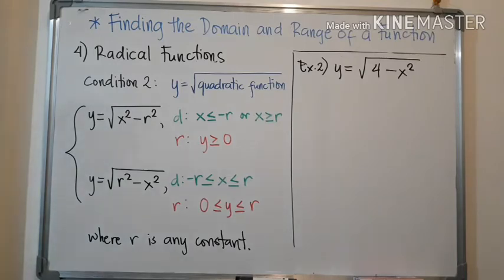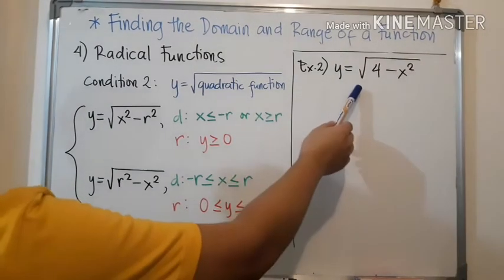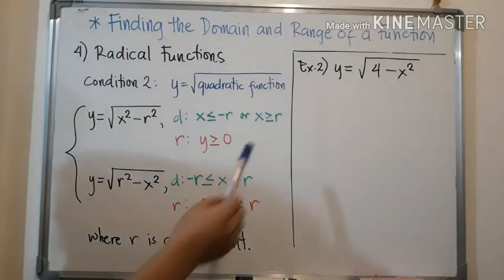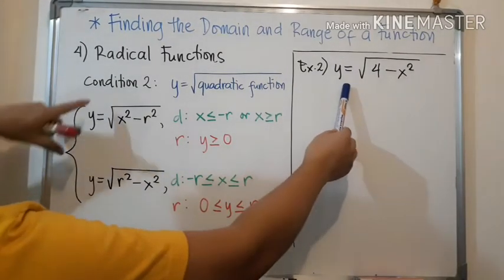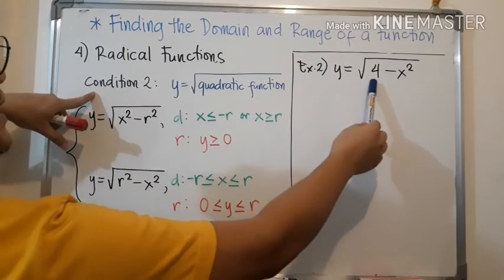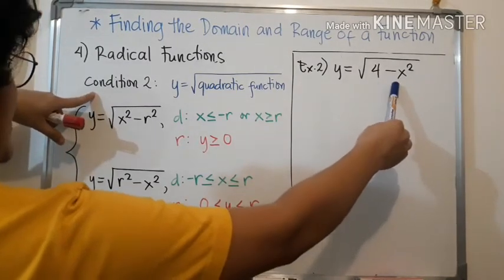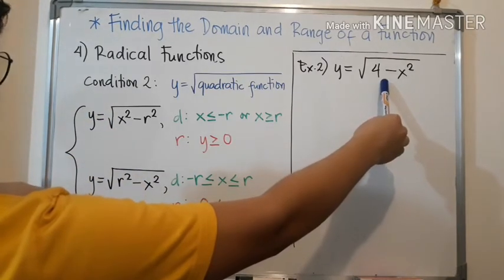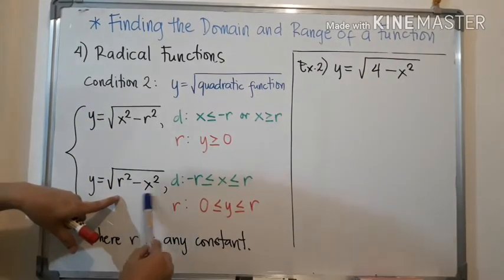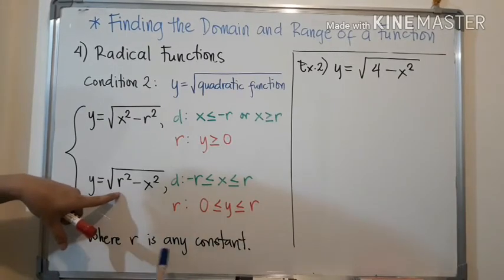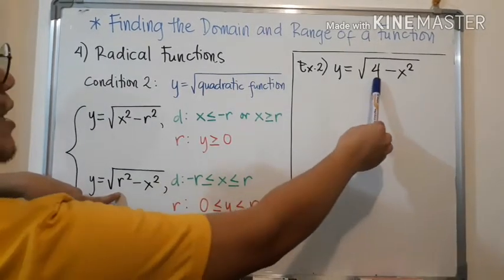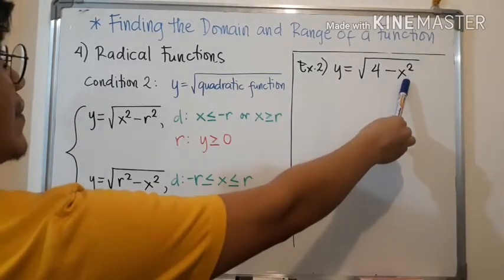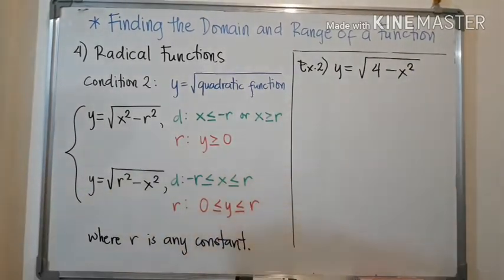Let's have example number 2. y is equal to the square root of 4 minus x squared. So this example falls under condition number 2, again because the radicand is a quadratic function, and this also falls under case number 2 because the constant is the first term in the radicand, followed by the term that contains the variable x.